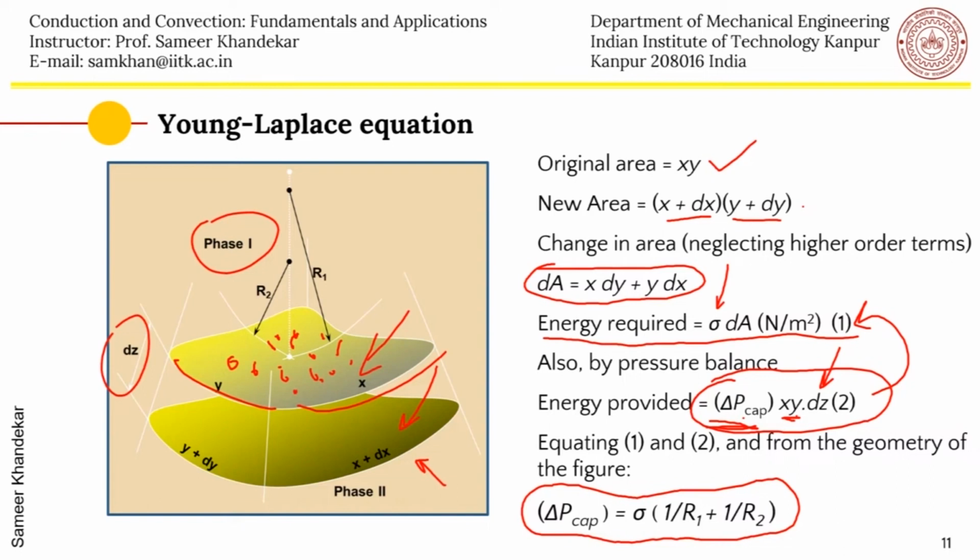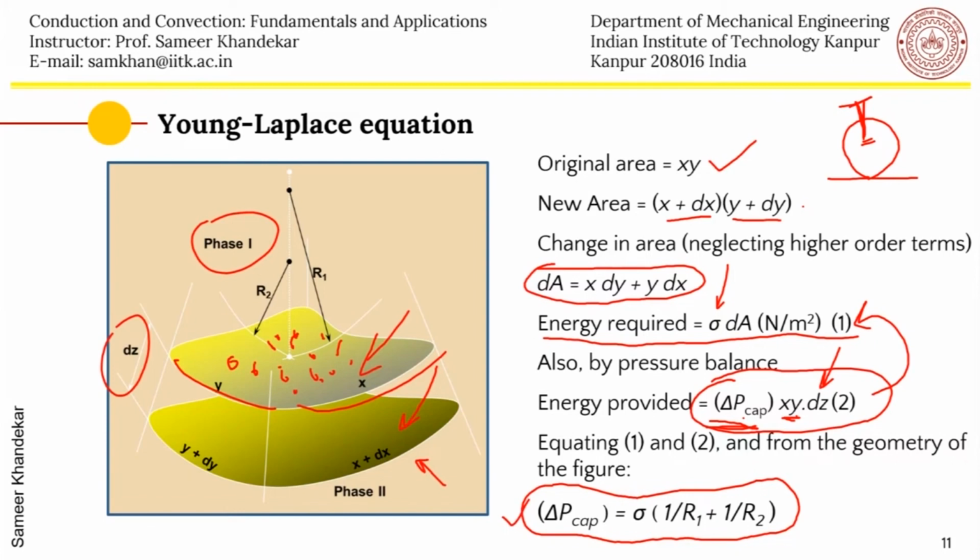So what we see is that whenever a bubble is growing, if you see a bubble like this, there is an interface, and there is a pressure inside in phase 1, and a pressure outside in phase 2, and there is a pressure difference. So if the bubble is in equilibrium, this delta P cap will always exist between the inside and the outside of the bubble. So the Young-Laplace equation is fundamental to the growth of an interface and the growth of a bubble.